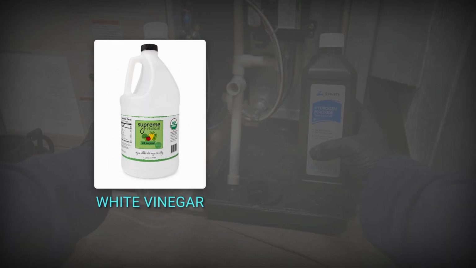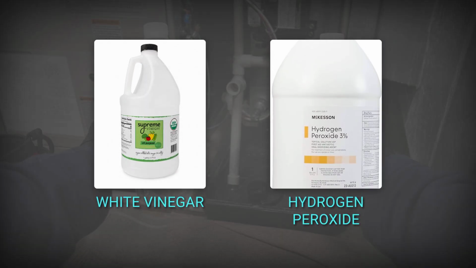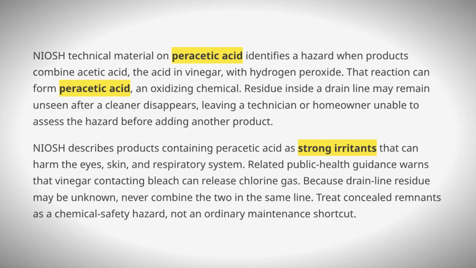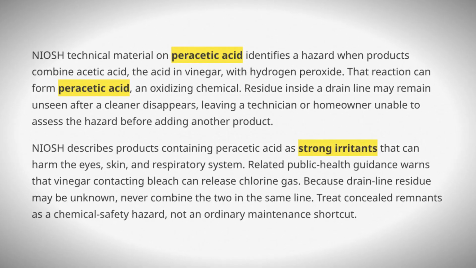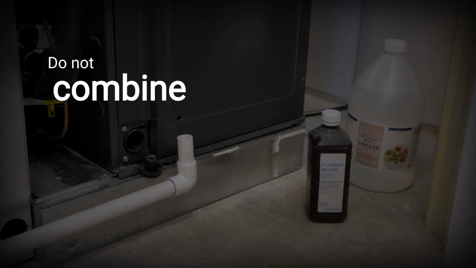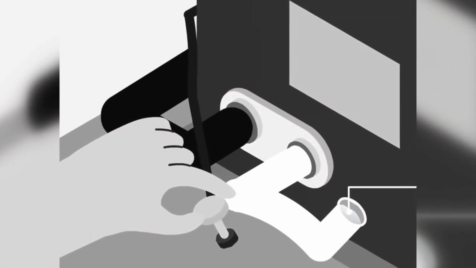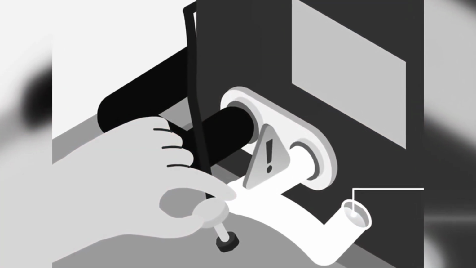Vinegar and hydrogen peroxide should not become a second improvised combination. NIOSH's technical material on peracetic acid describes products containing acetic acid and hydrogen peroxide as strong irritants. Do not combine the two in the same line, and do not rely on an invented waiting period as proof that an improvised sequence is safe.